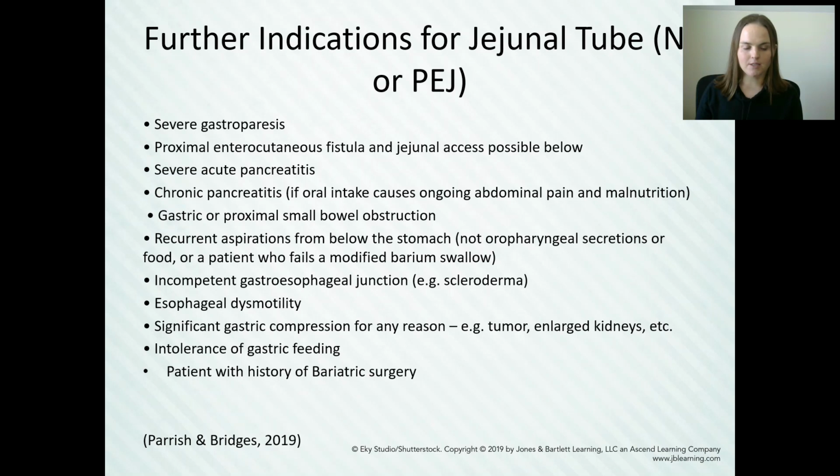And then any history of intolerance of gastric feeding, or if the patient has a history of bariatric surgery and their GI anatomy has been altered, they might not have much of a stomach, and so by default it might end up being a small intestine feeding. So those are just some of the indications.